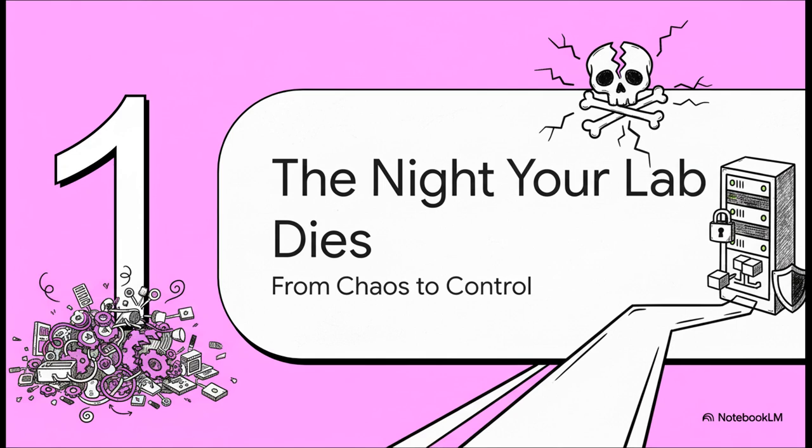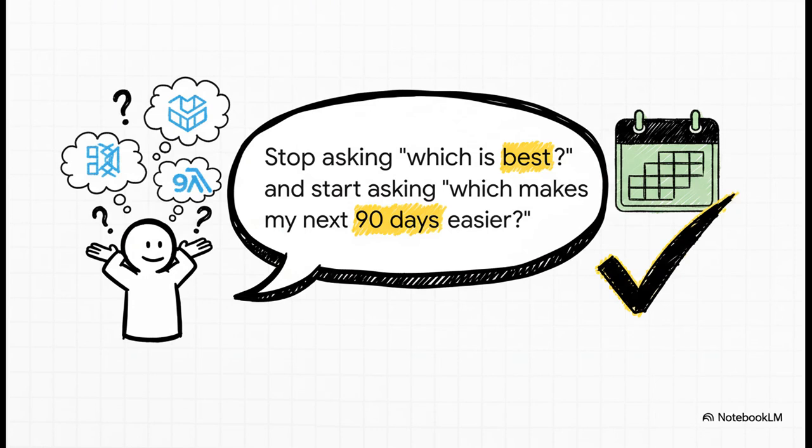Okay, let's really dive into this. The problem isn't usually one single catastrophic failure, right? It's more like a pileup of all these small, modern frictions. But here's the good news. There is a clear path out of this chaos and toward a lab that is completely and totally under your control. This right here, this is the absolute foundation for everything else.